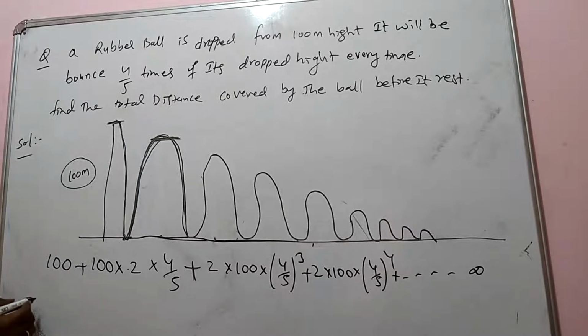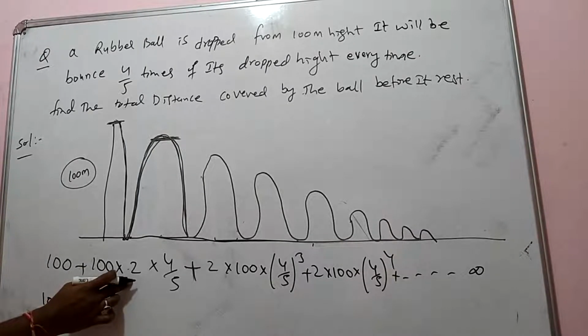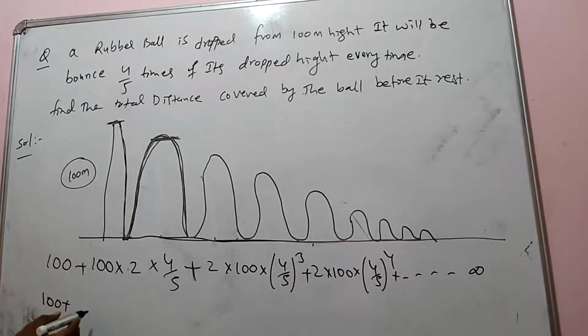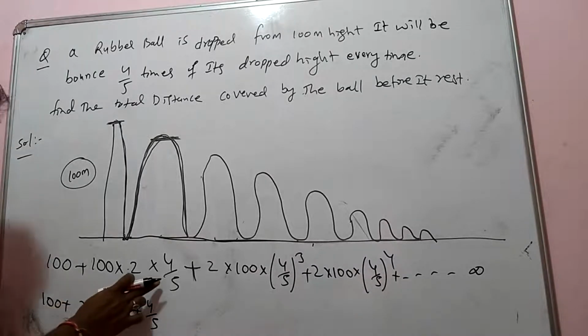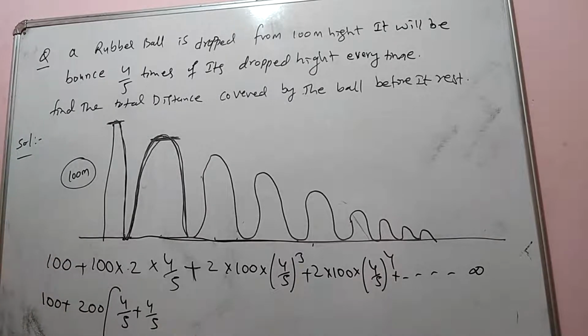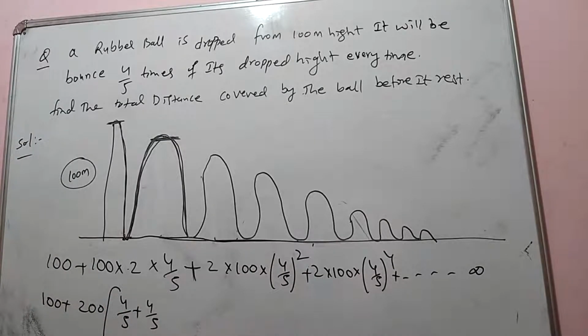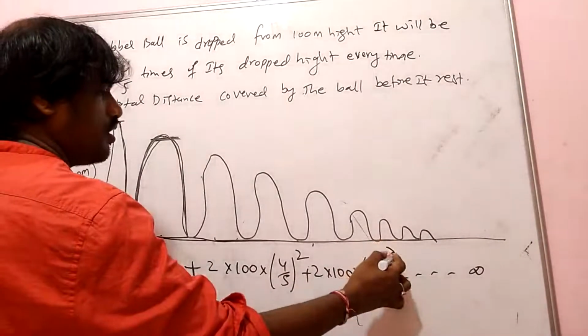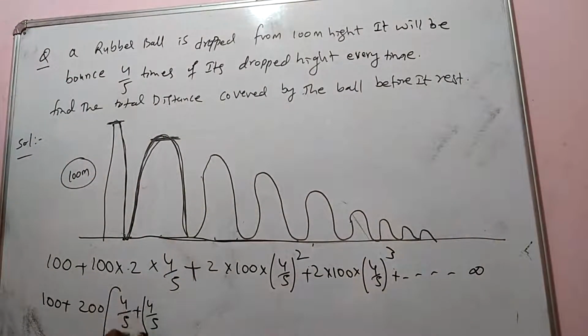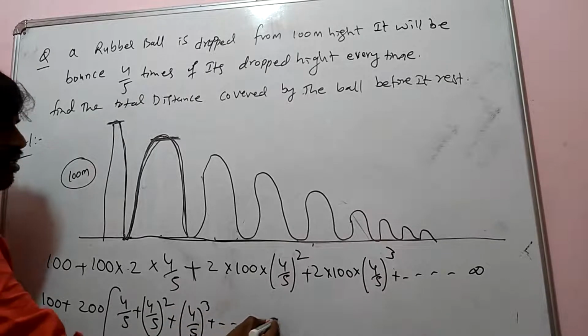So what I'm going to get here is 100 plus 200, because everything is happening twice, so take 200 common. The first term is 4 by 5. The next term is 4 by 5 whole square. Next you get 4 by 5 whole cube. So it is 4 by 5, 4 by 5 whole square, 4 by 5 whole cube, and so it goes on to infinity.